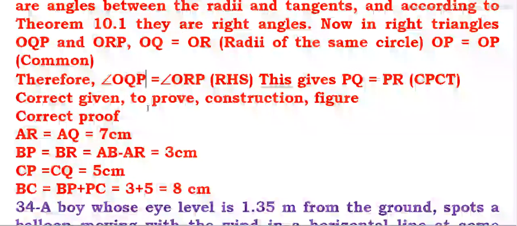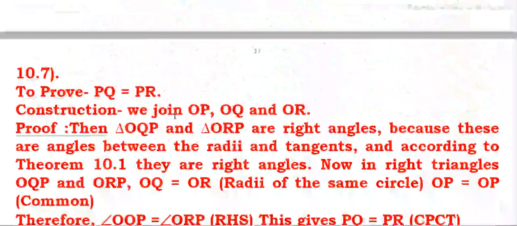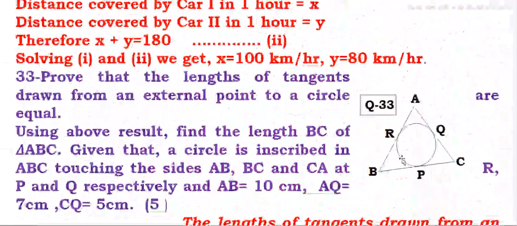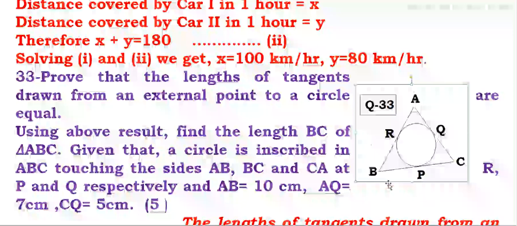And now in the another problem in this question, AB is equal to 10, AB is AR plus RB, and AQ is equal to 7, so AR is also 7, so RB is equal to 3, then BP is also 3, and here CQ is 5, then CP is also 5, then BC will be 5 plus 3, 8.